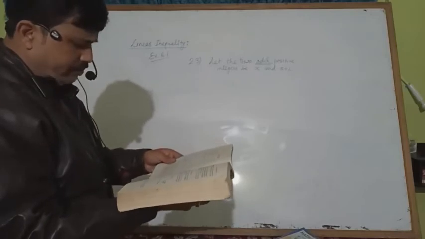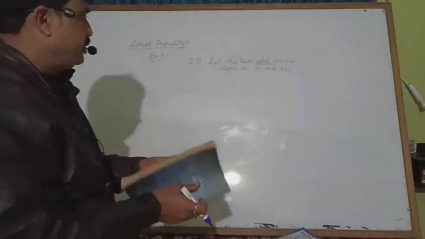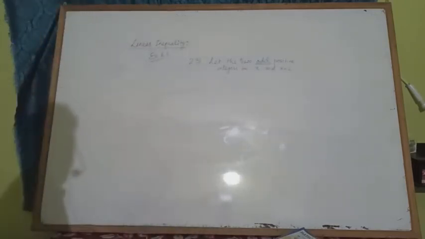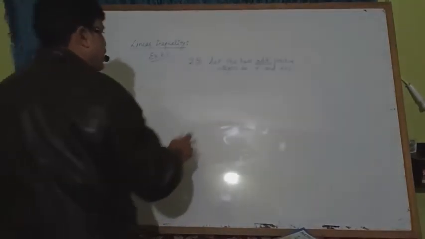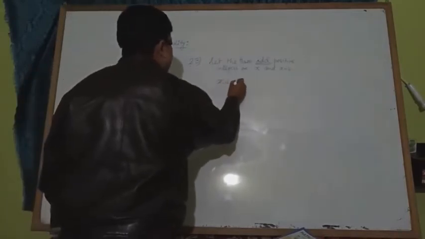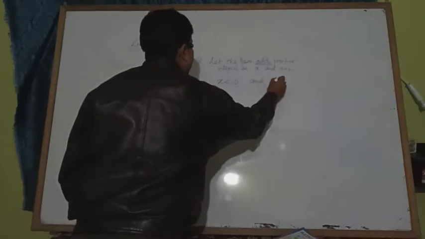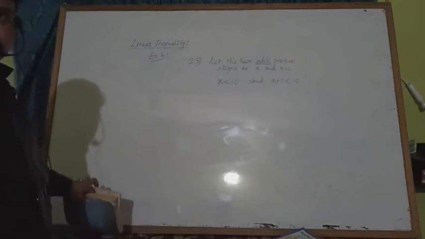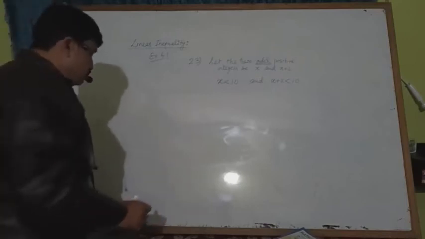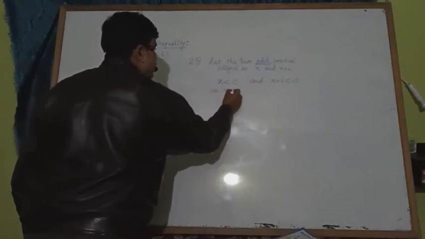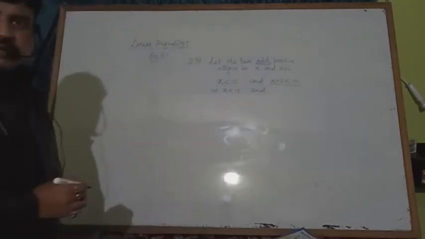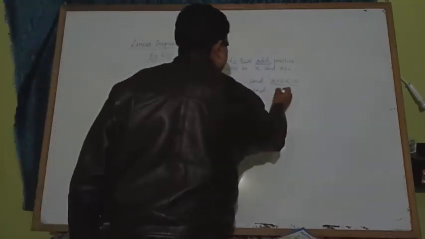Then it is given both of which are smaller than 10. So there are two numbers, both are smaller than 10. So that means x is less than 10 and x plus 2 is also less than 10. Both. So this implies x less than 10, and from here I will get the value of x. So that gives us x less than 8.